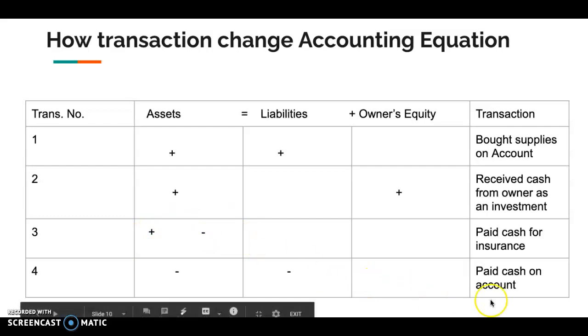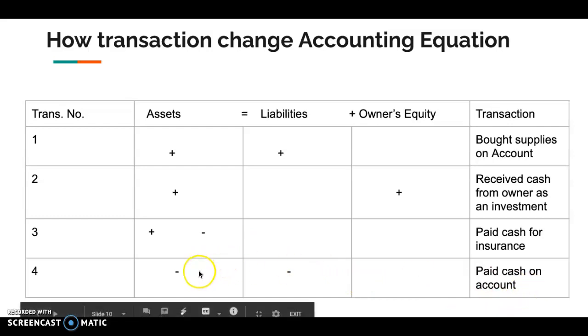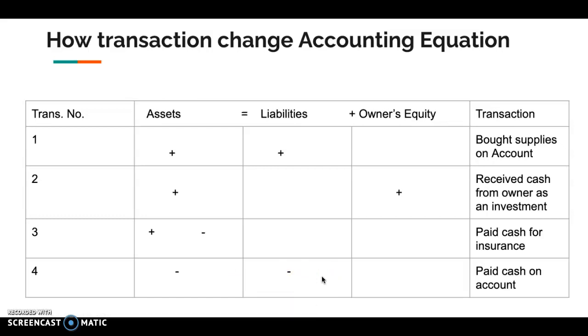And then the last one is, again, we paid cash on account. I'm losing cash, which is an asset, and we're paying on account, which is a liability. This is on the left-hand side, this is on the right-hand side, so if I do a decrease on this side, I have to do a decrease on this side. All right, so that's really fast what we're doing, so feel free to look back at this. Also, if you have questions, you can email me.